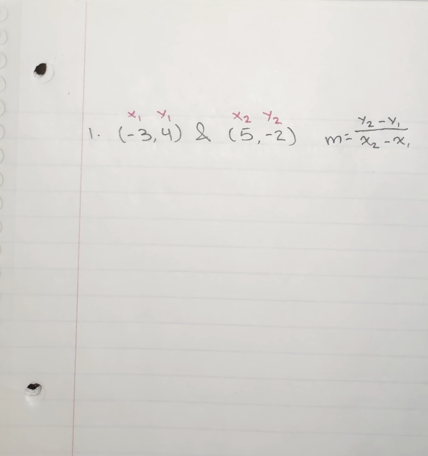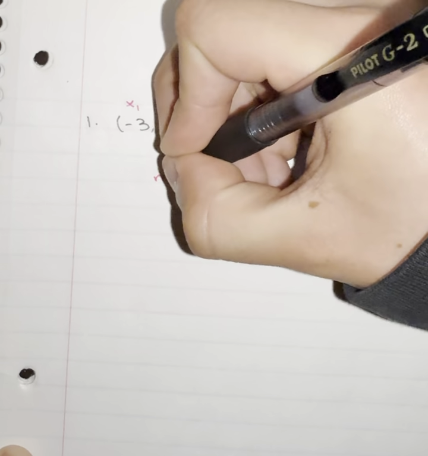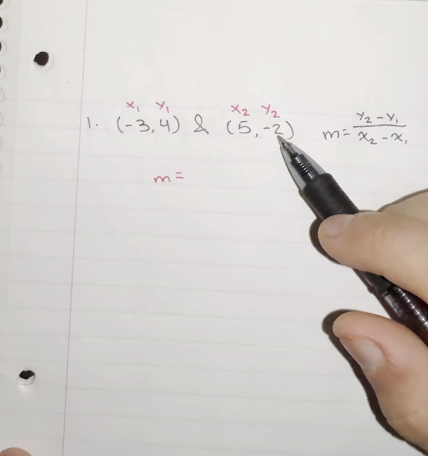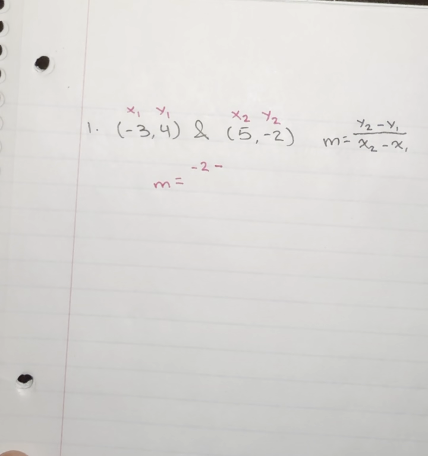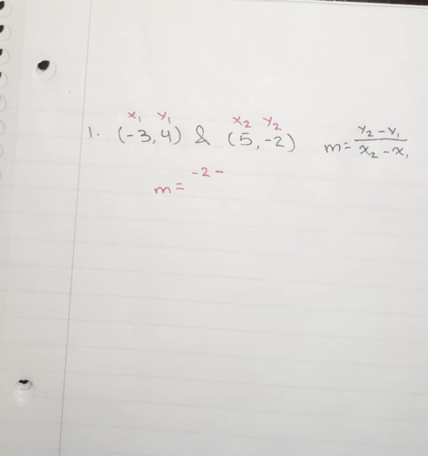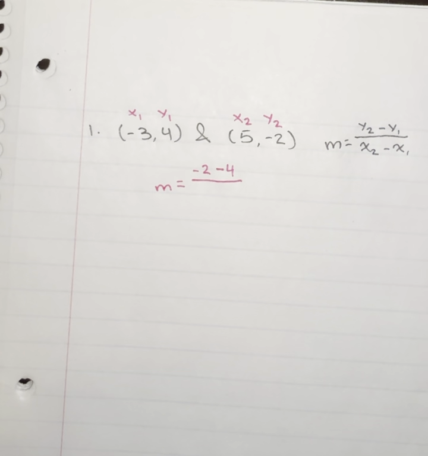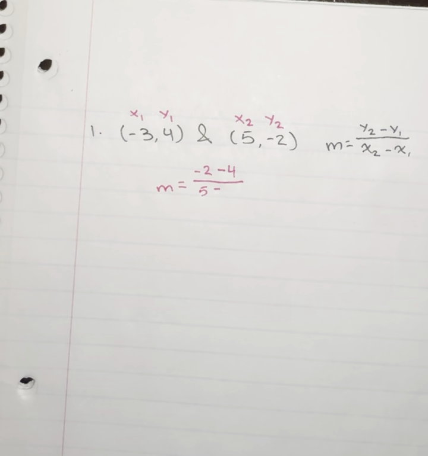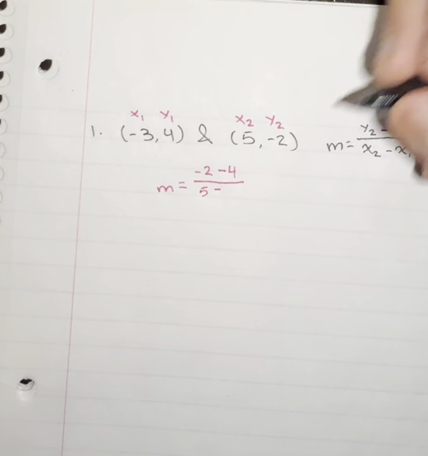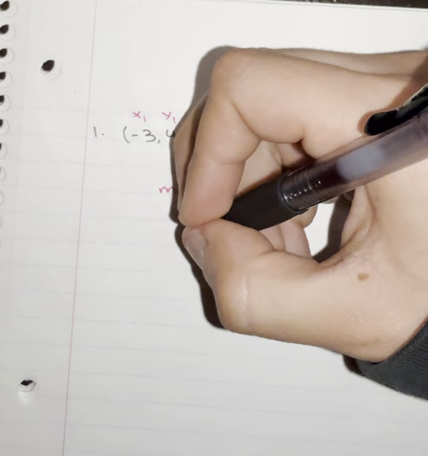Okay, so now that we have our coordinates labeled, we can input these values into our slope formula to find the slope of our line. So we write m is equal to y2, which in this case is going to be our -2 right here. We input -2 minus, then we have to find our y sub 1, which in this case is going to be 4. -2 minus 4. And at the bottom, again, we find our x sub 2. In this case, it's going to be 5. We're going to subtract x sub 1, which in this case is going to be a negative number, -3.